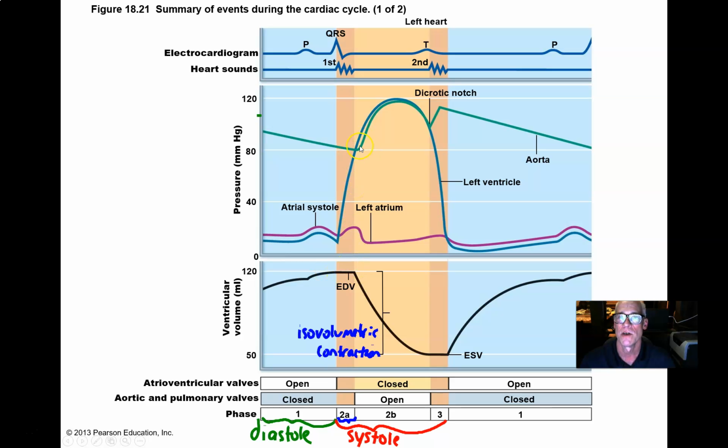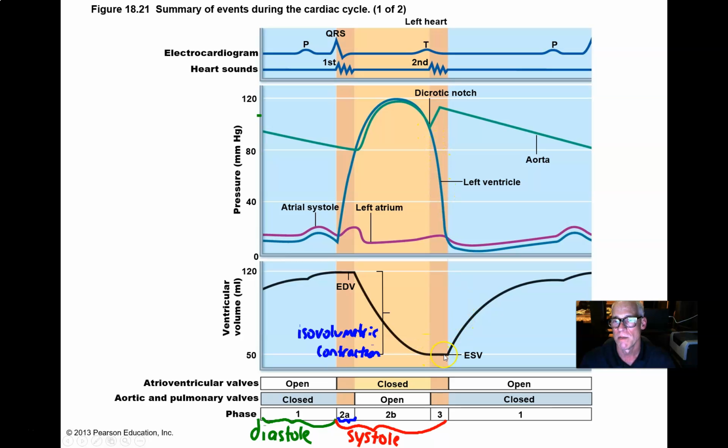And then finally, when the semilunar valve opens right at this point, boom, blood starts ejecting out. We see the volume dropping as we continue to raise the ventricle pressure. And then finally, when the semilunar, the aortic valve closes, then look what happens. The pressure in the ventricle is still much higher than in the atrium, right? So the AV valve is still closed. All the valves are closed again, and the pressure is dropping.